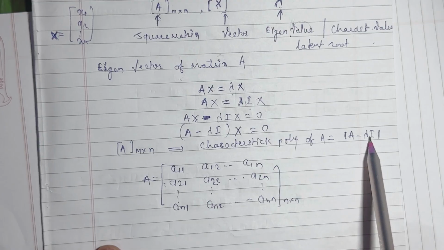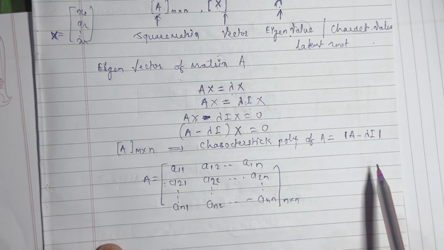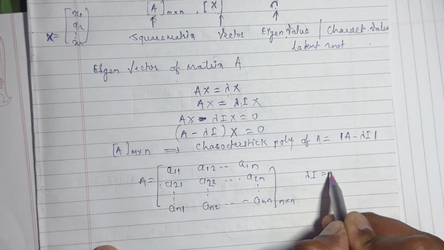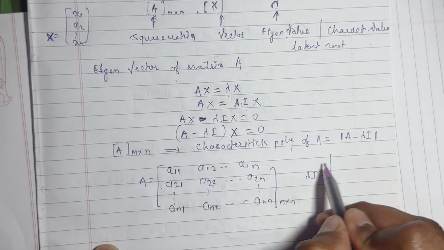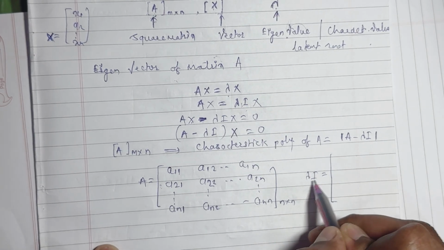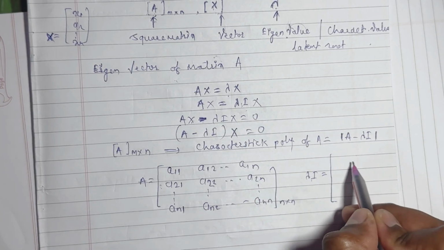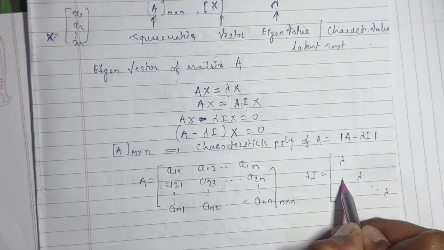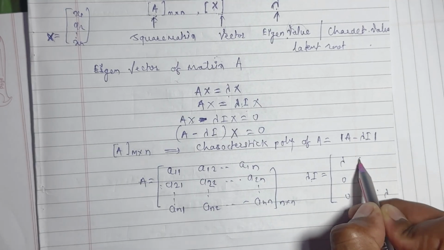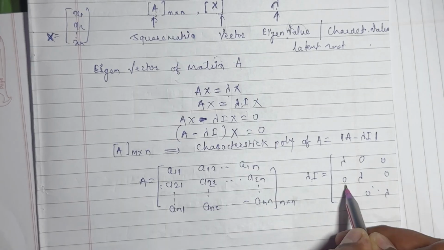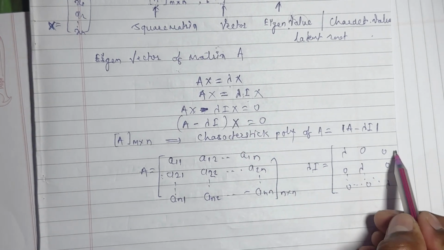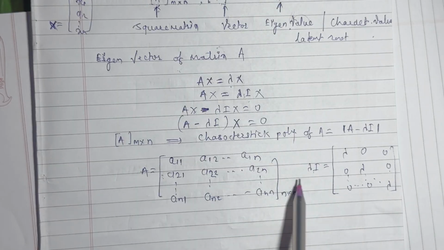Lambda times I means the identity matrix multiplied by lambda, of size n by n. That means you multiply lambda to the entire identity matrix, so you will get lambda only on the diagonal elements, and all remaining elements will be 0. So this one is the λI matrix.